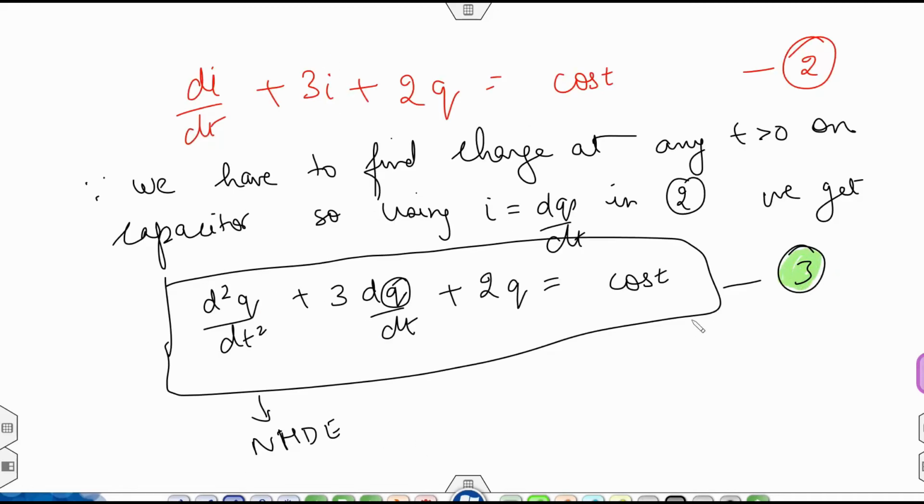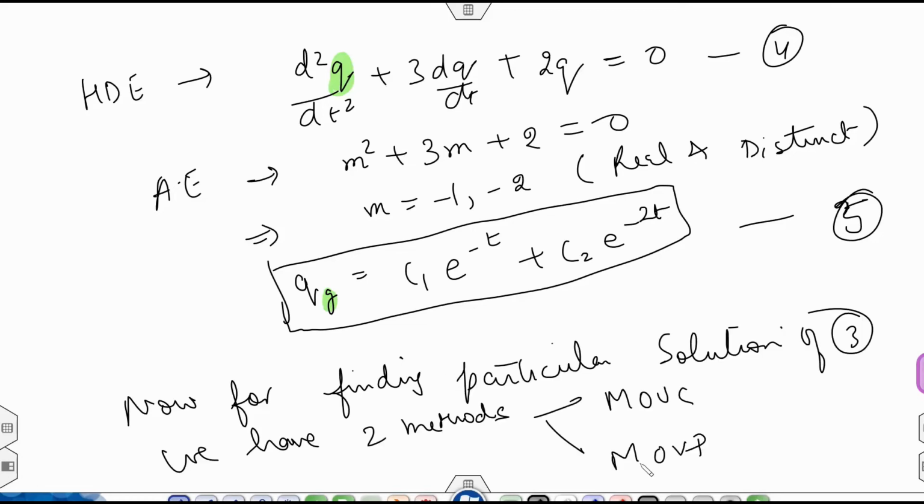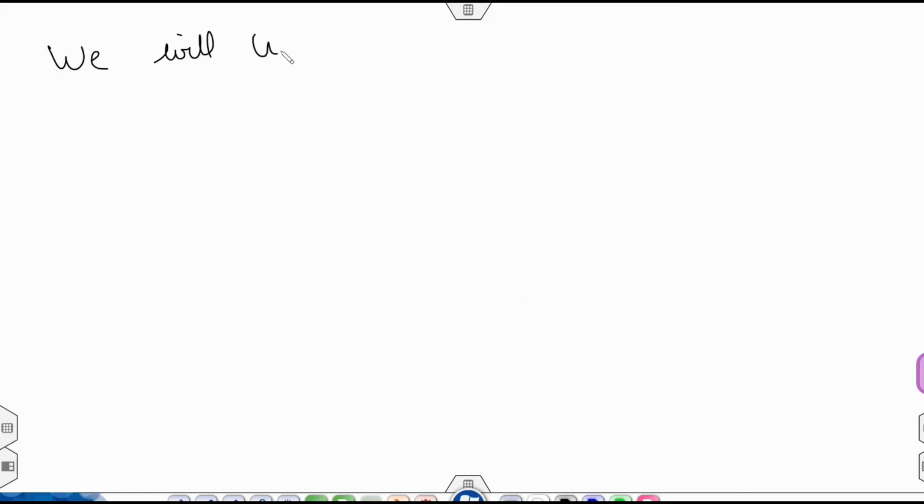Now I need to find the particular solution. For finding the particular solution, I have two methods that I have discussed: the method of undetermined coefficients and the method of variation of parameters. We will use the method of undetermined coefficients, but you can use either of the two. Therefore you need to find the trial particular solution.